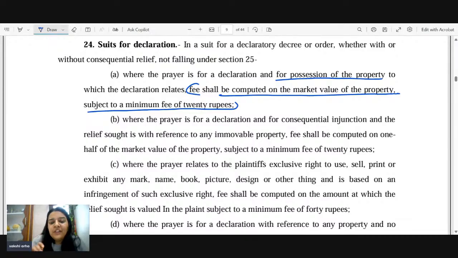See, when we say fee shall be computed on the market value of property, it does not mean that suppose market value of property is 30 rupees, then your fee will also be 30. No. Shall be computed means if 30 rupees is market value of property, then this will be the basis for the fee.